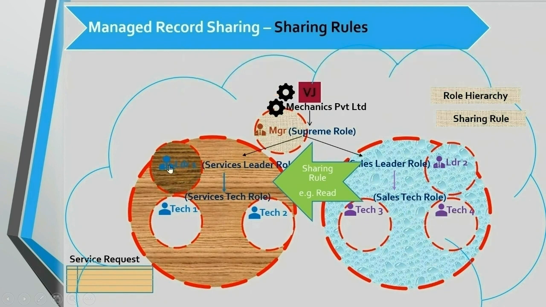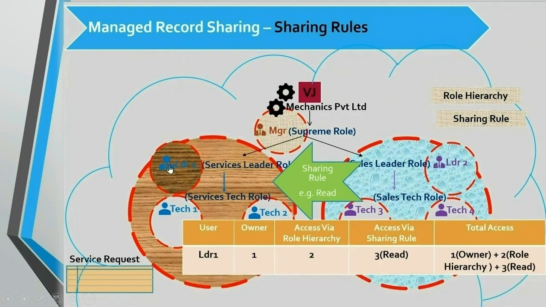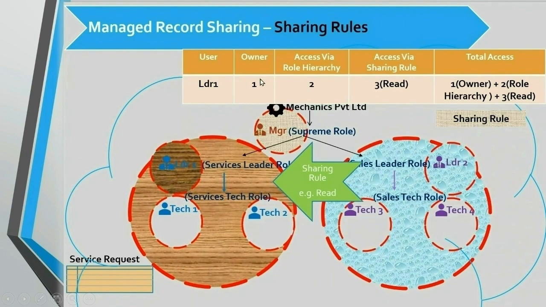Now let's have a look into the LDR1's record access. He would be having one record as owner because he has created one, and from the role hierarchy he gets two more, and then he would get three more read access records from the sharing rule. That is, those records created by LDR2, Tech3, Tech4 now shared via the sharing rule with a read access.